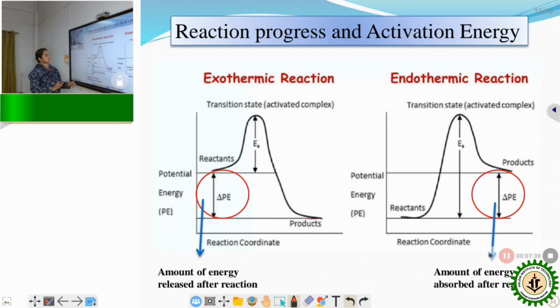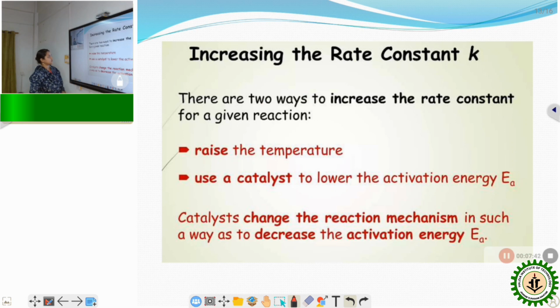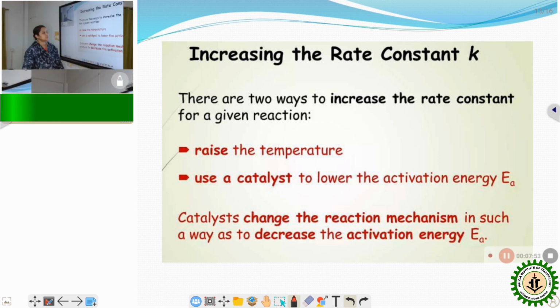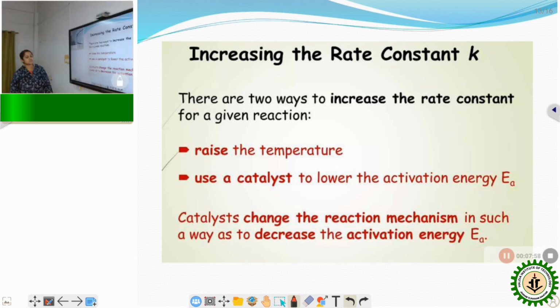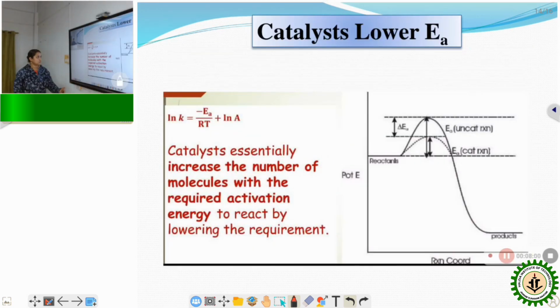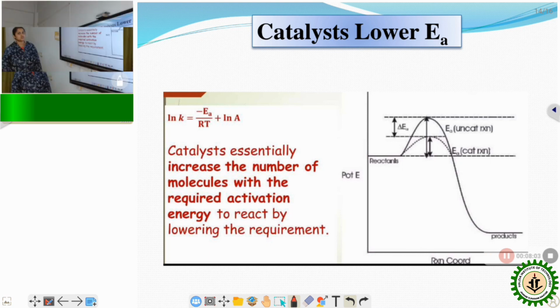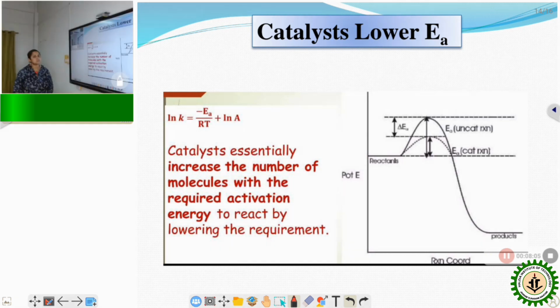We already discussed exothermic and endothermic reactions, and therefore there are two pathways to increase the rate of the reaction. One is to raise the temperature of the reaction, and another is to use a catalyst to lower the activation energy of the reaction. So what does a catalyst do here? A catalyst does not interfere with the thermodynamics of the reaction. It does not disturb the equilibrium state of the reaction, but it simply reduces the activation energy of the reaction.